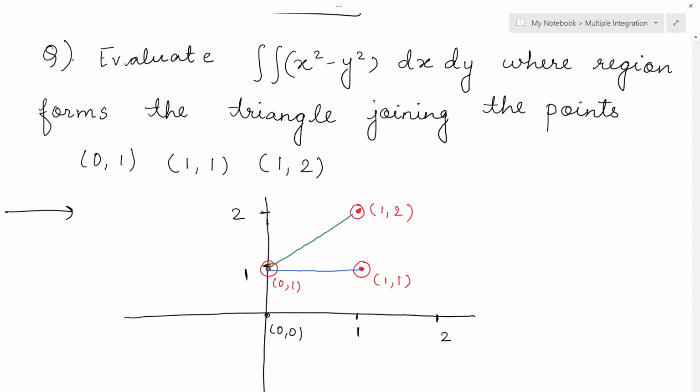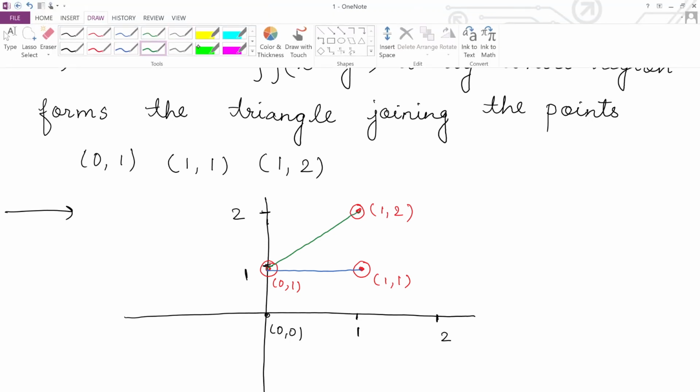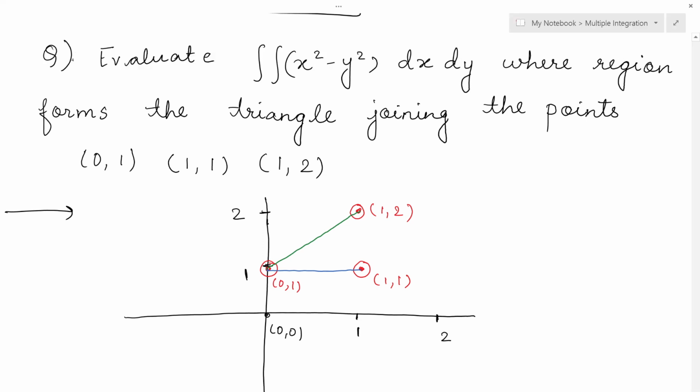Then this and this point, and then join the third, that is this and this. Clear to you? How did I plot? I plotted (0, 1), I plotted (1, 1), I plotted (1, 2). So now my area of intersection is this triangle that is given in the question. So this triangle I am shading. I need to find the area of intersection.